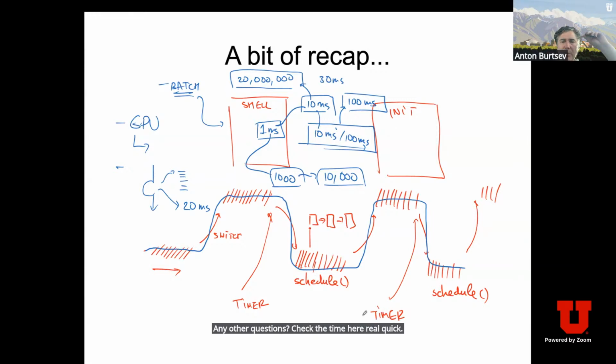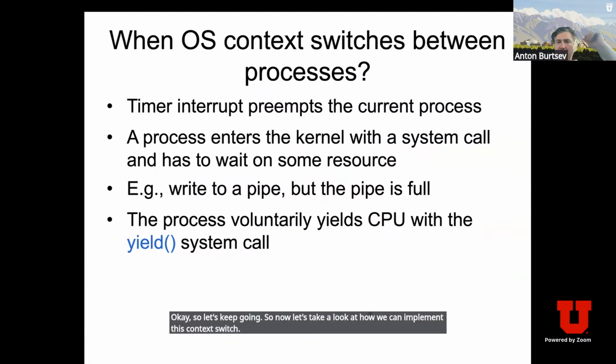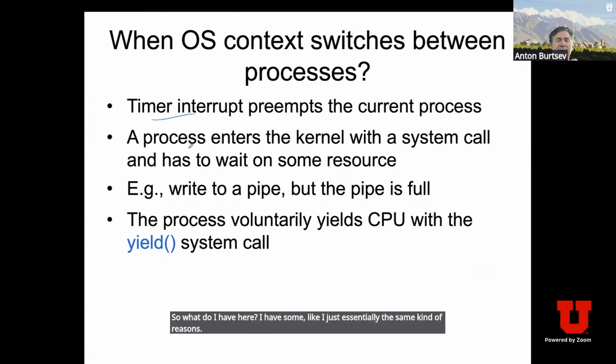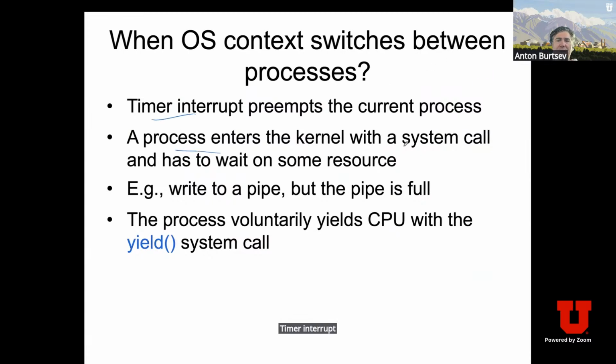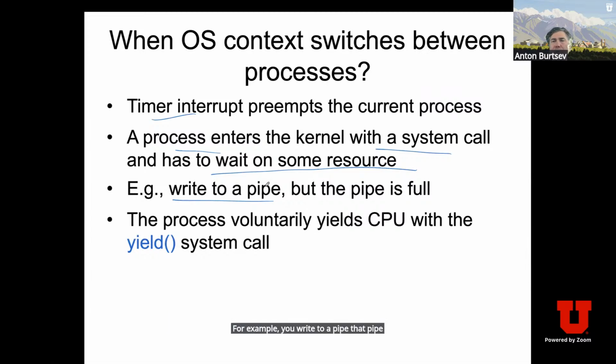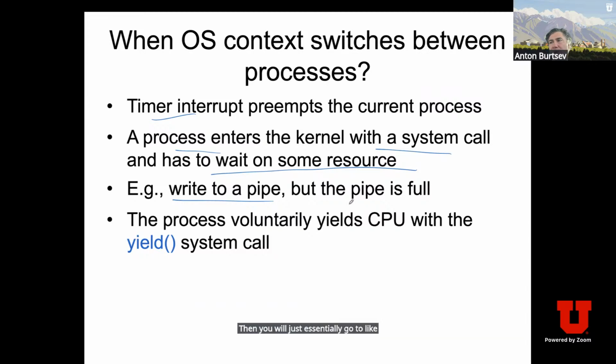Okay, so let's keep going. Now let's take a look at how we can implement this context switch. What do I have here? Essentially the same kind of reasons: timer interrupts, a process enters the kernel, and a system call has to wait for some resource, like IO. For example, you write to a pipe but the pipe is full, or you read from a pipe and the pipe is empty. Then you will go to your context switch because there's literally nothing else to do.